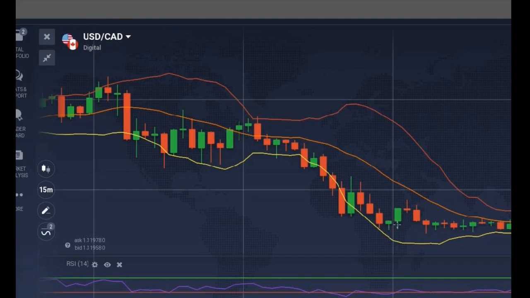You trade in the next 15 minutes. Make sure you trade in the next 15 minutes. Do not trade at 14:02 or 14:55. Trade the next full 15 minutes. Okay, so let's move on.